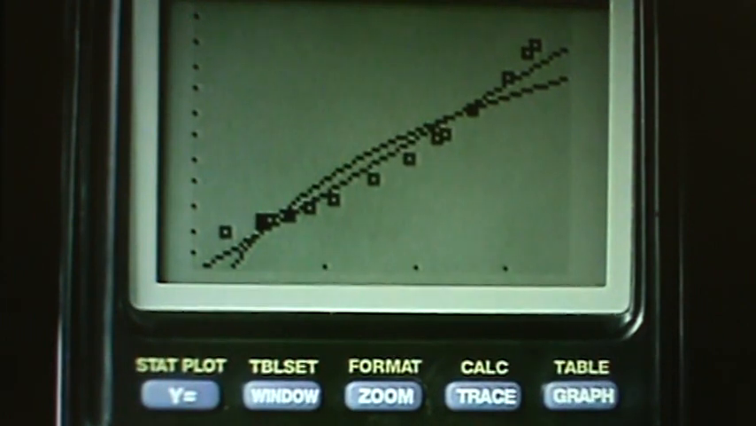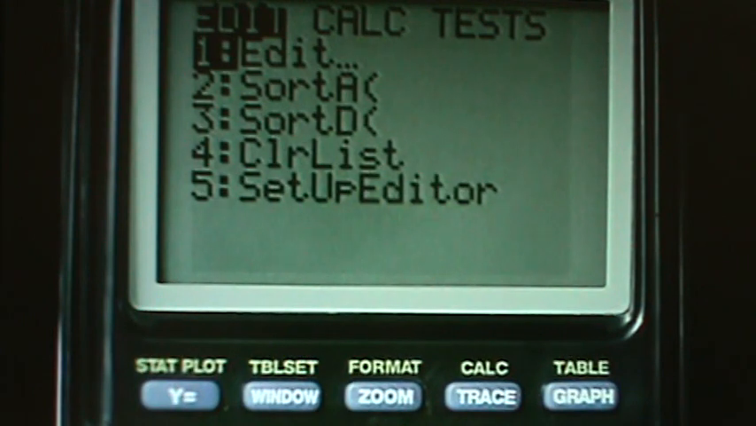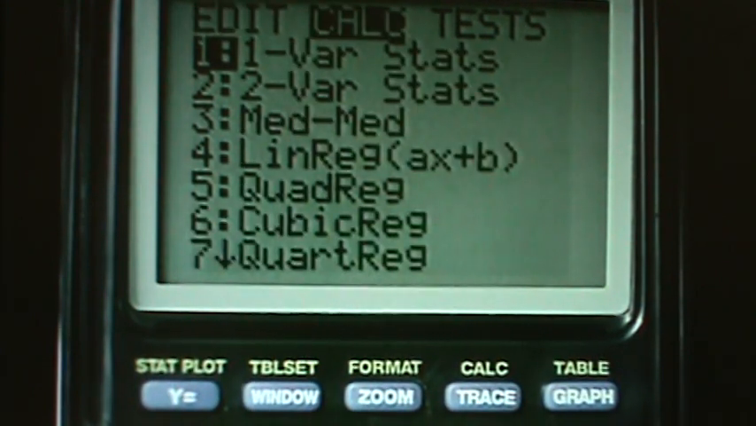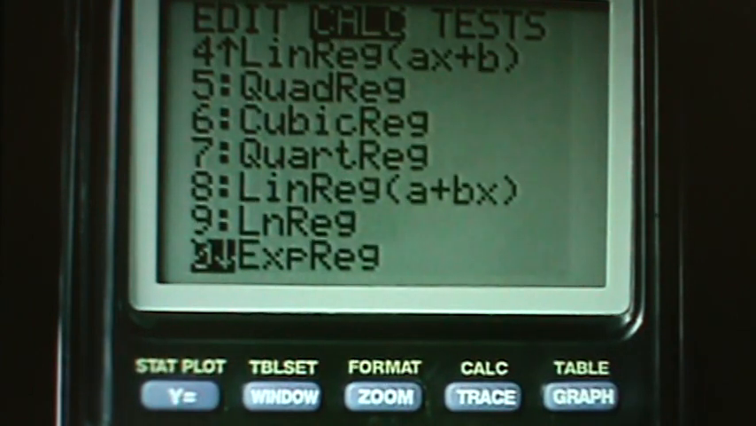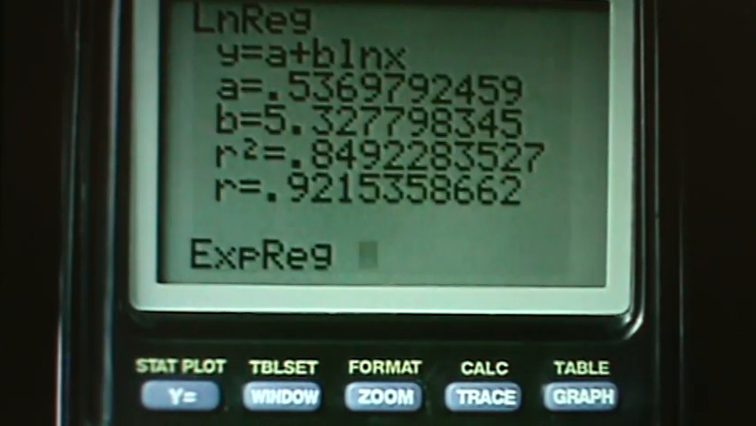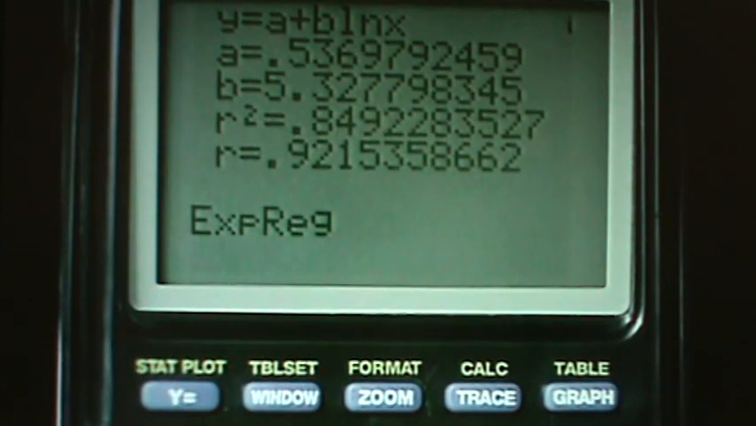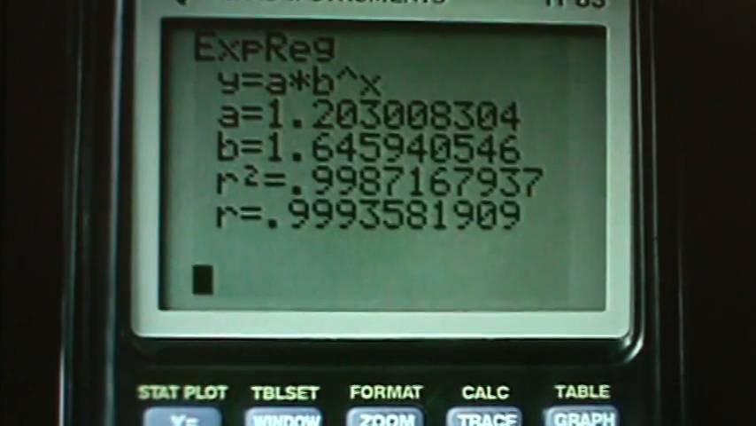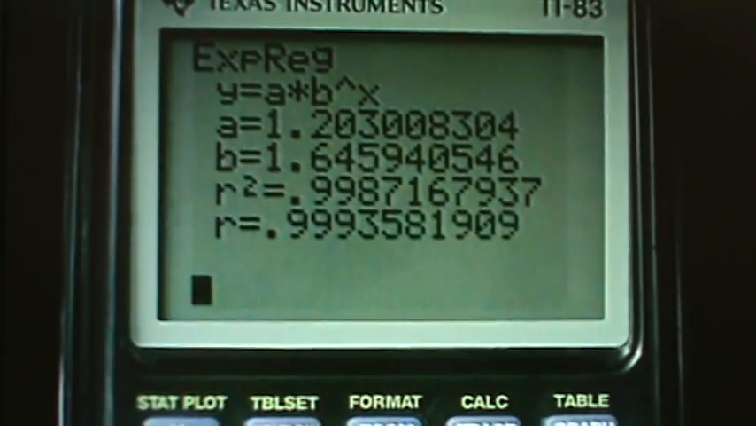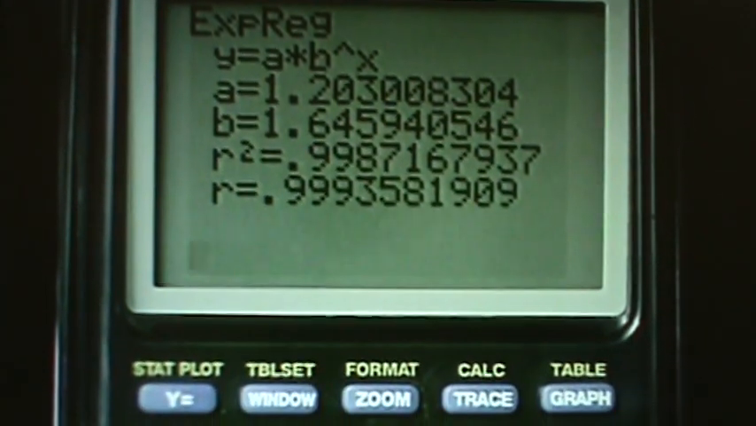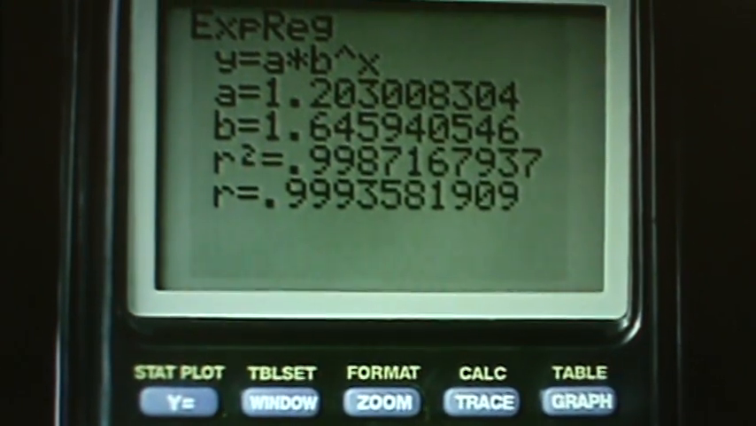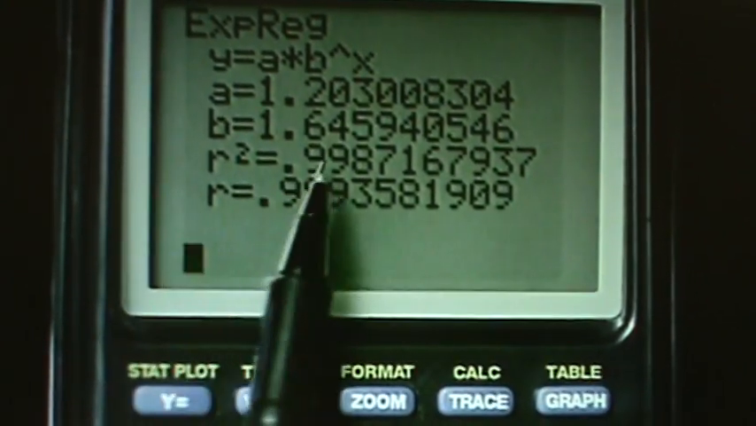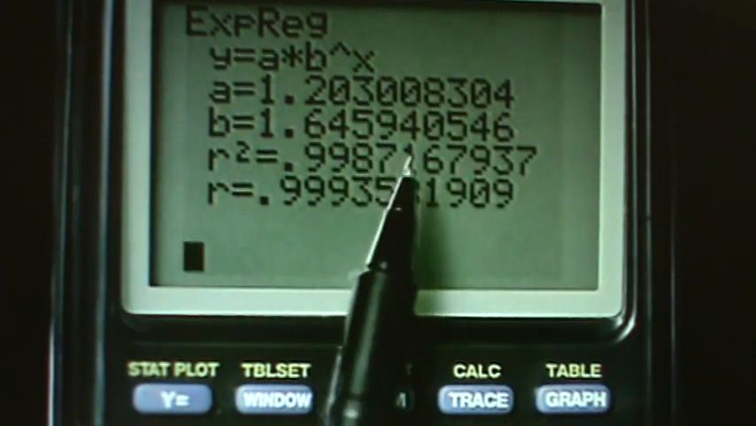We would probably have thought at the beginning that the best regression would be an exponential regression. So let's go to the right and calculate an exponential regression. Here we are, enter, and then enter again. Now look at those correlation coefficients. They're very close to 1. And that tells us then that we're going to have a fairly good match. Look particularly at the r squared. It's 0.998 and 0.9987 and so on.